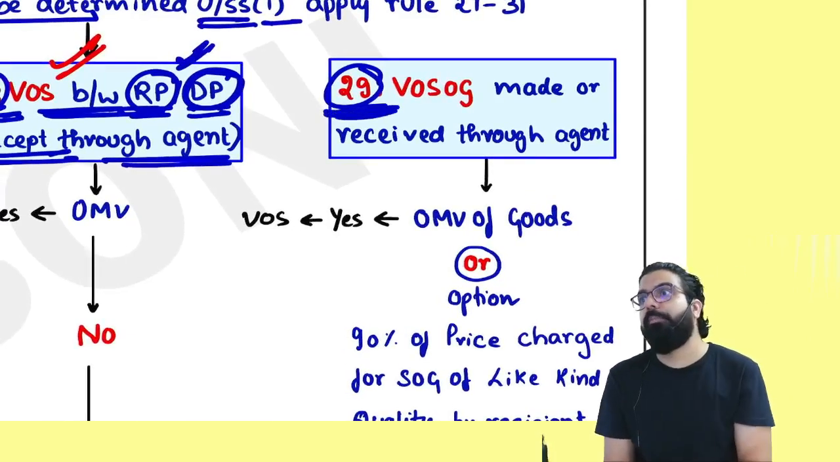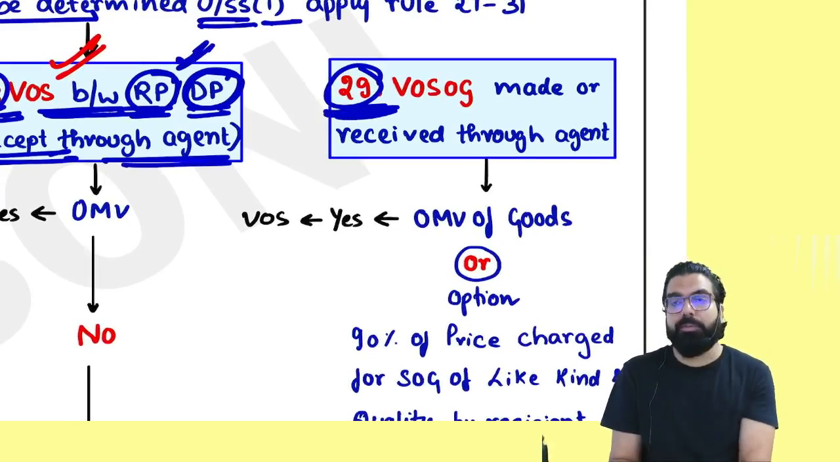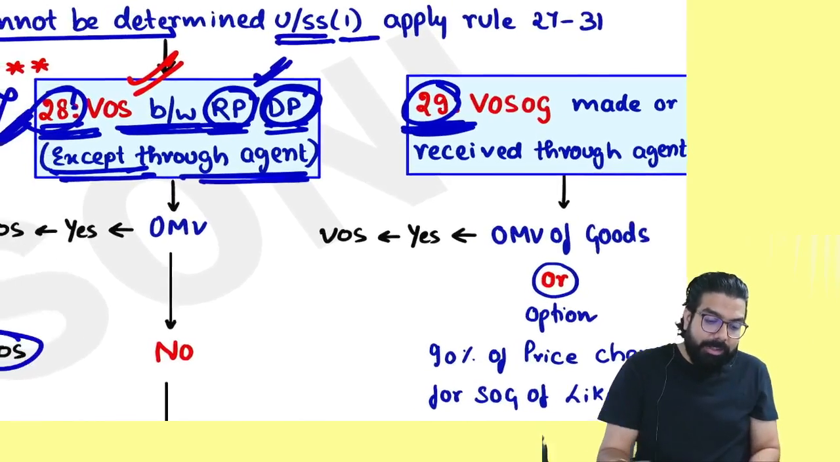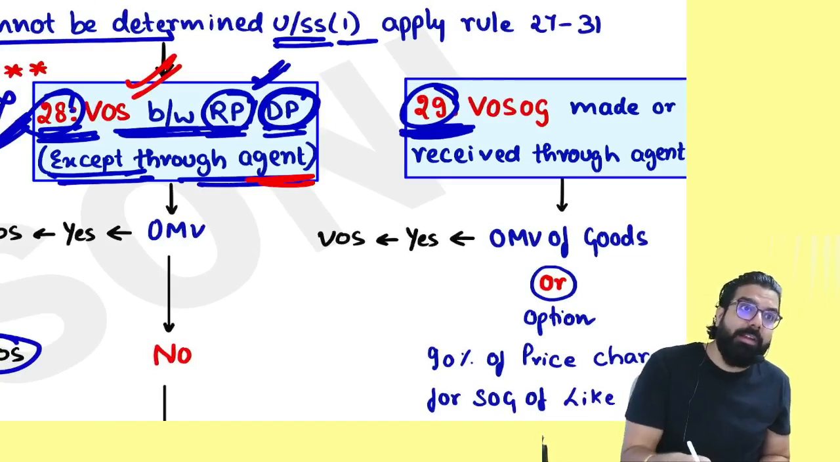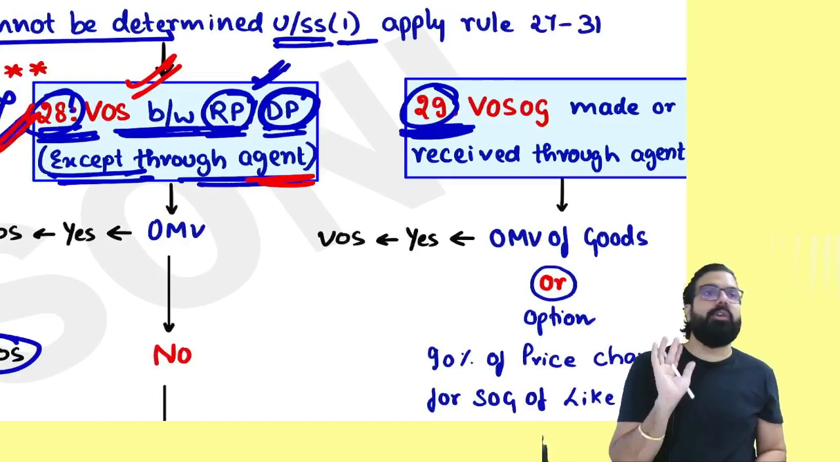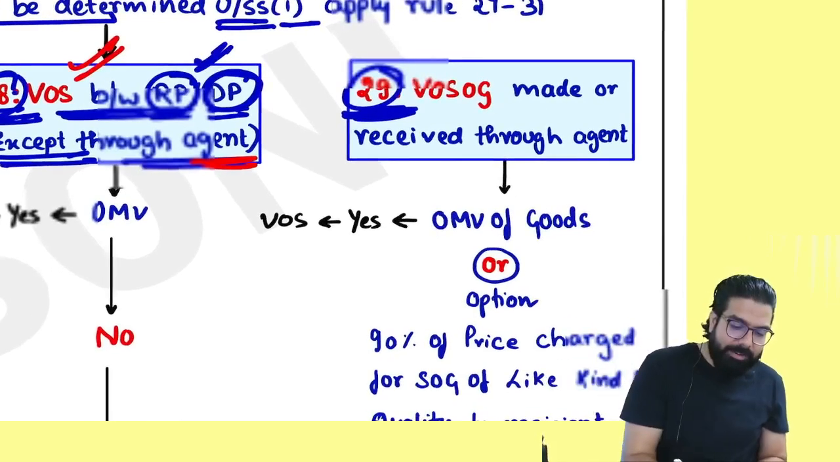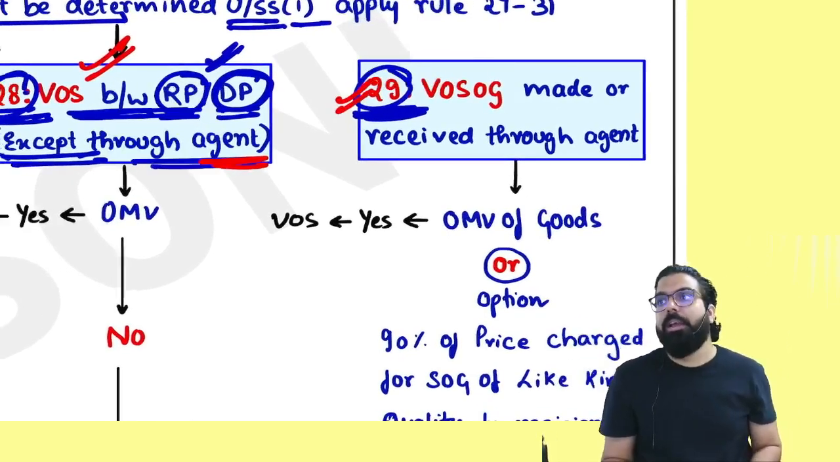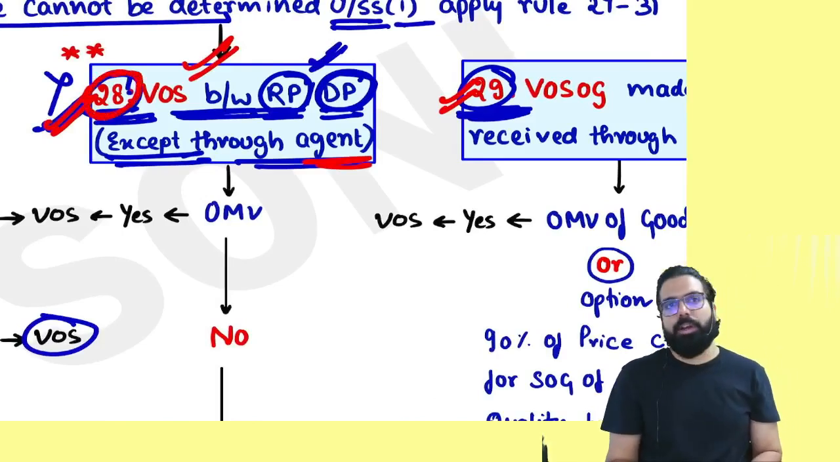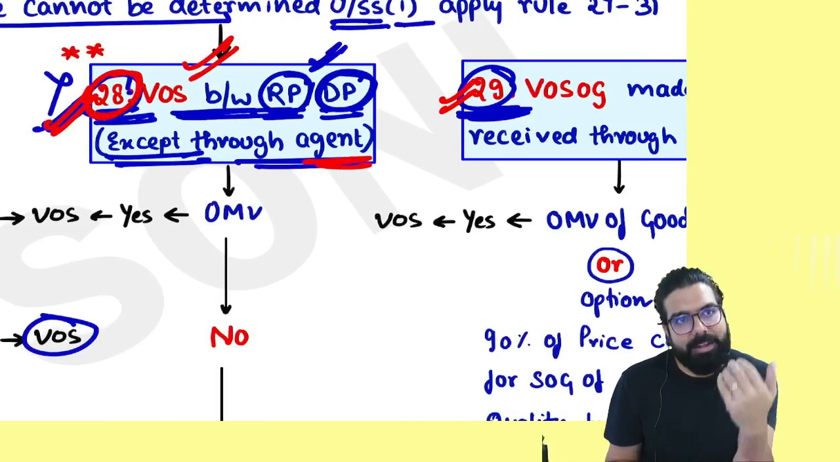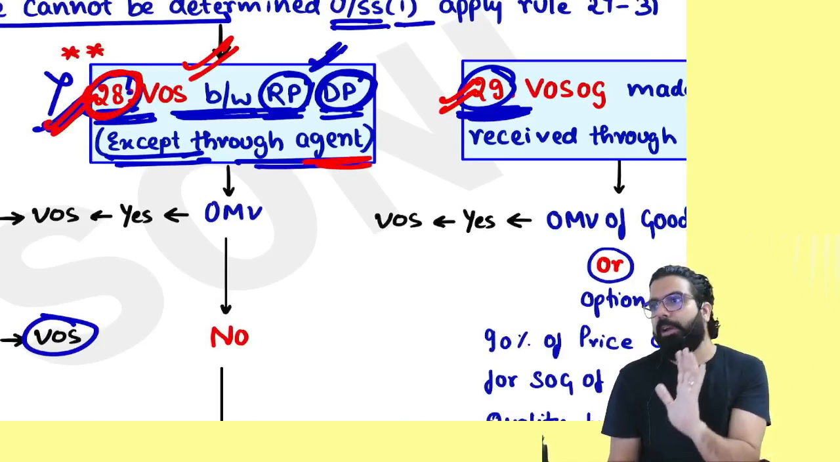But I'll tell you one thing. The approach ICAI has taken as of now is, they are applying it for agents also. If it is a sole agent, they are applying rule number 28 only. For all other agents, they are applying rule number 29. But for sole agents, they are applying what, everyone? Rule number 28 only. So you also apply rule number 28 only in the exam. Is my point clear to all?